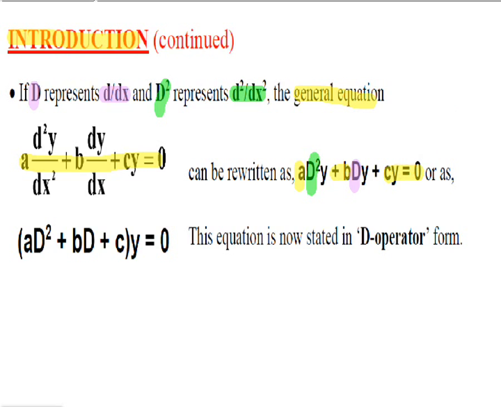Or in factorized form, a multiplied by D squared plus b multiplied by D plus c, all in the bracket, and factorized by the y. It's equal to 0. This equation is now stated in what is termed the operator form. You'll see on the following slides we'll use this notation within the second-order differential equation solutions.